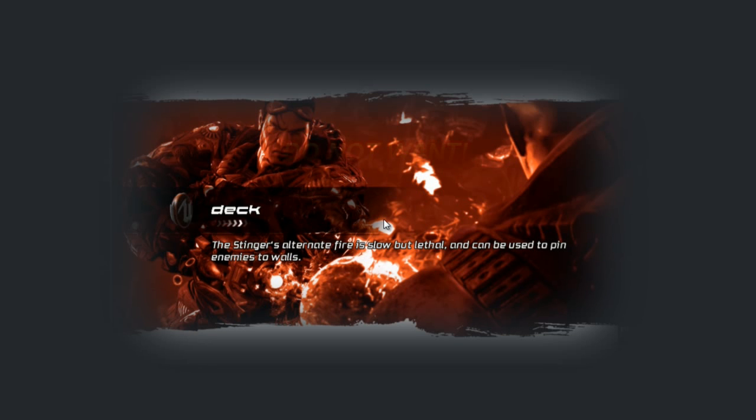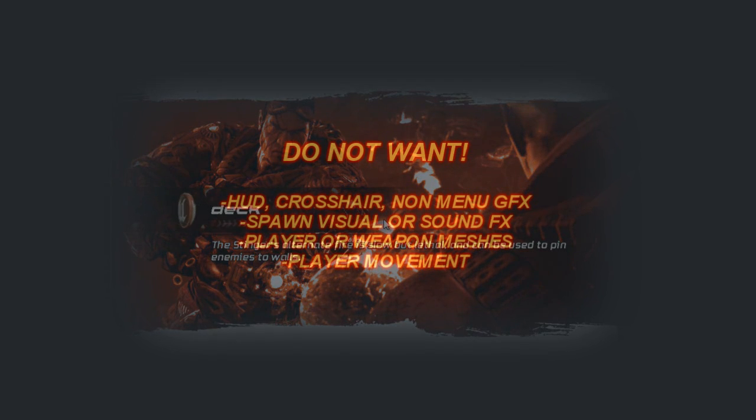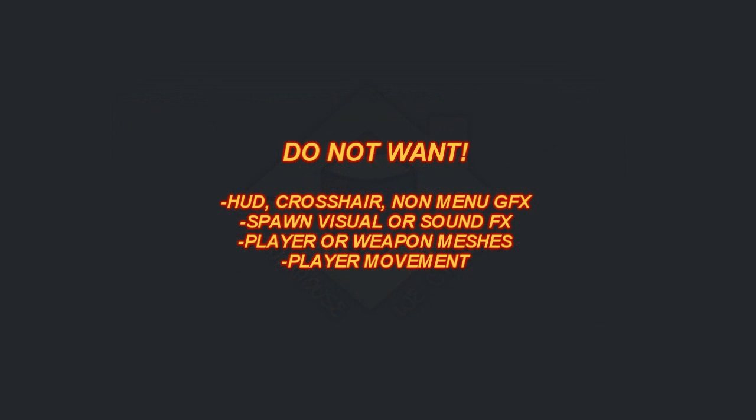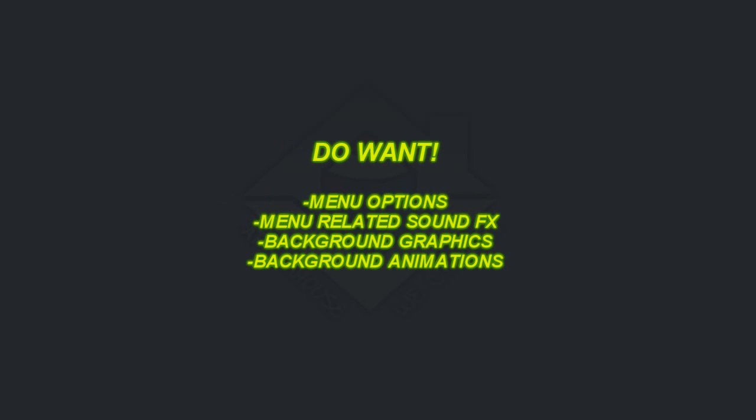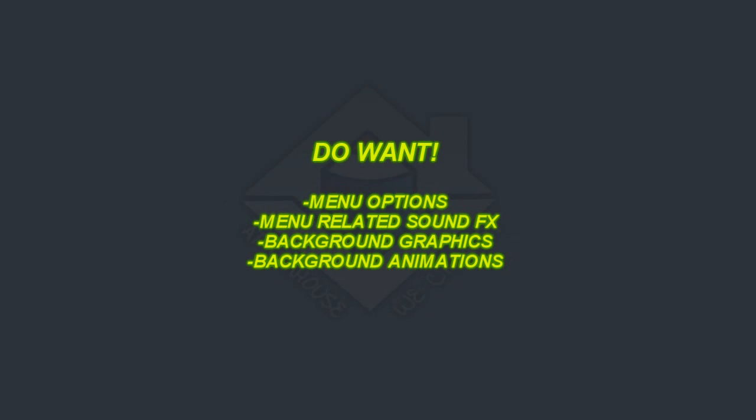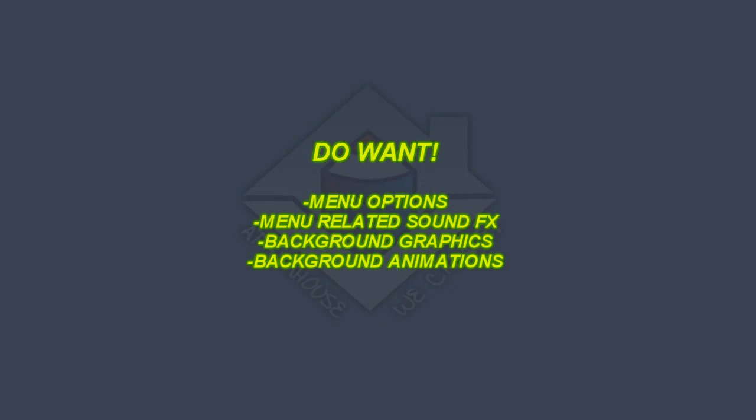In general, we don't want a HUD or any other on-screen graphics such as a crosshair while our menu is showing. We also don't want the player spawn effect or sounds when the level loads, and we don't want the player or weapon to show on screen, and we don't want them to be able to move. What we probably do want are the menu options, menu sound effects, a background graphic, and maybe some background animations. So over the next videos we'll take you through some of these and of course more Scaleform specific stuff.